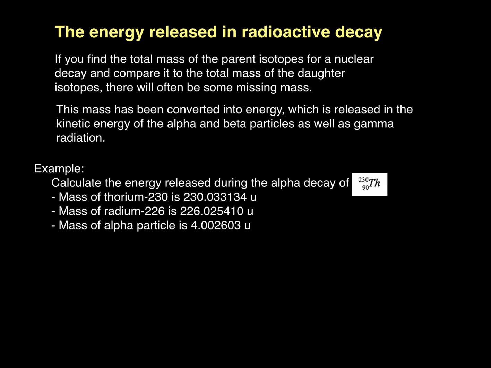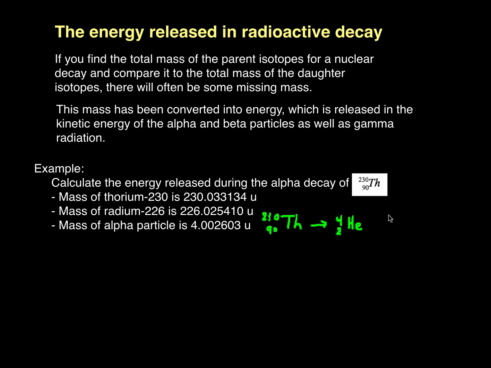Here's an example. Calculate the energy released in the alpha decay of thorium-230. We can use the masses after we've determined the equation to determine the amount of missing mass and convert it into energy. The alpha decay looks like this. We start with thorium-230 with atomic number 90. As it decays, it releases an alpha particle, which is the helium nucleus, helium-4, 2.